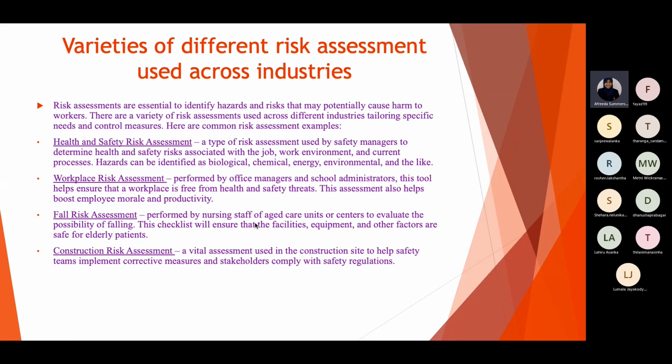All right. Last week we also studied the main 4 types of risk assessment: health and safety risk, workplace risk, fall risk, and construction risk. These are more or less the same idea, but they have different meanings. Health and safety means anything regarding your health and your safety. Last week I told you it is mainly biological, chemical, energy, and environmental. These are the 4 things that come under health and safety risk assessment.